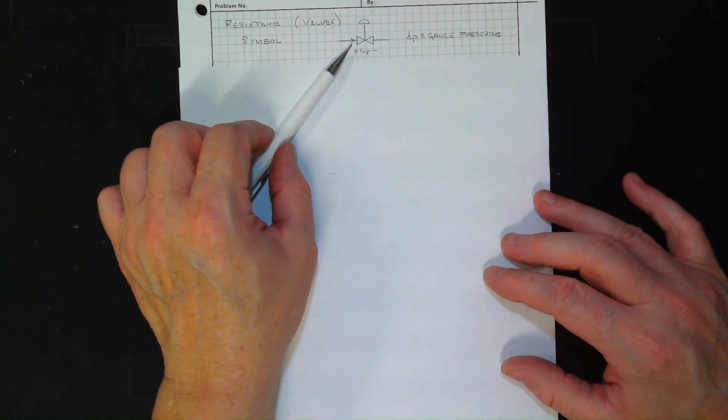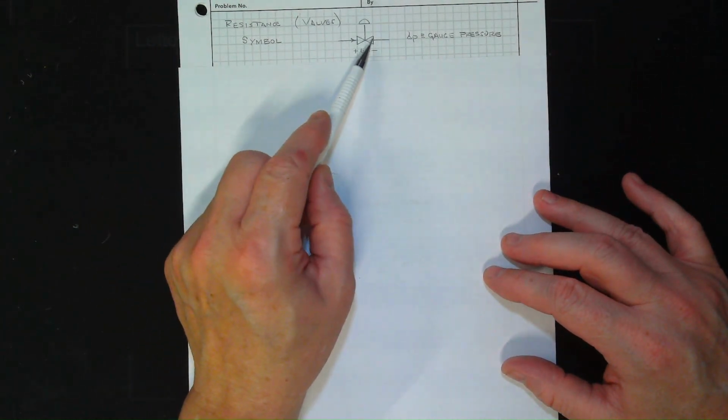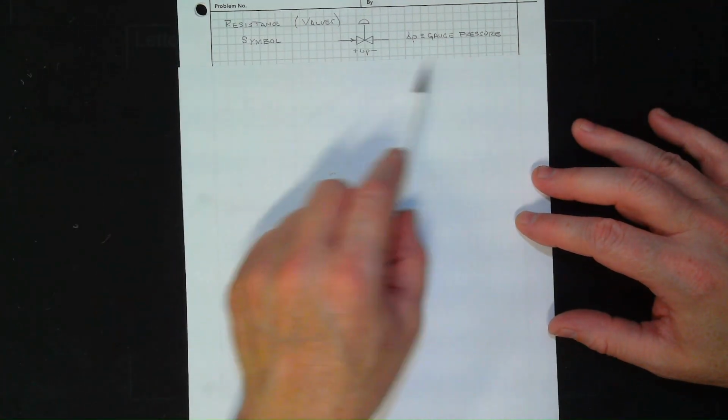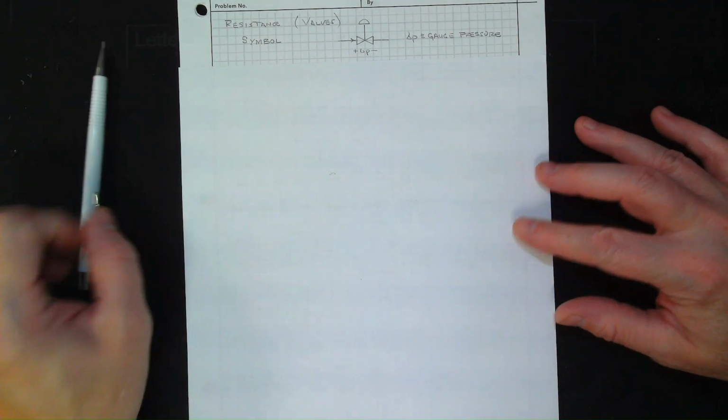All right. The next thing we have to talk about is our valves. And so here is the basic symbol for a valve. Some of you may have seen that before. And delta P is the pressure across the valve.